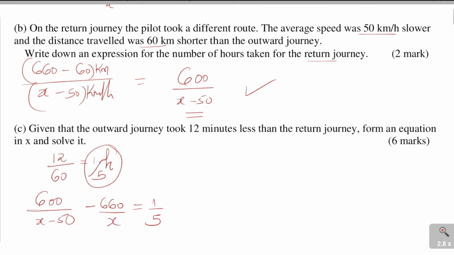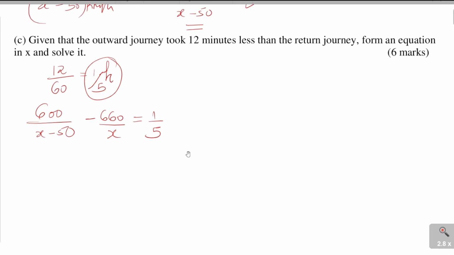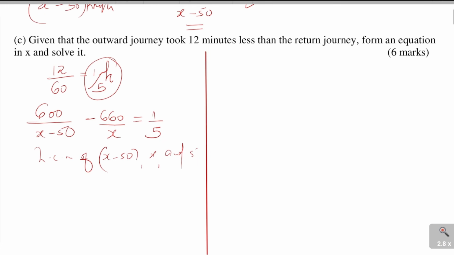So that is the equation you're supposed to form. Now you have to solve for x, and this is how you're going to solve for x. Now you get the LCM of x minus 50, x, and 5. The LCM of that will be 5x, x subtract 50. So having that as the LCM, you now need to multiply each term by that LCM.